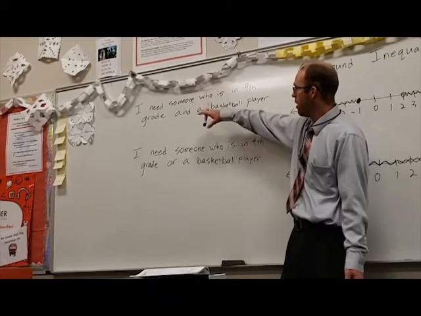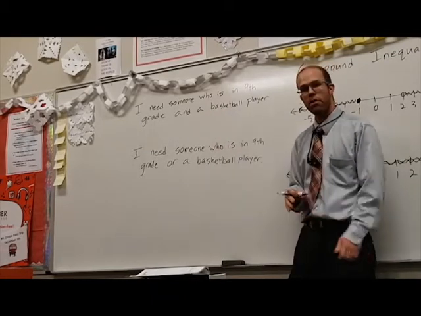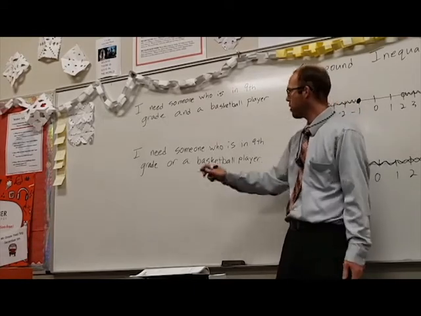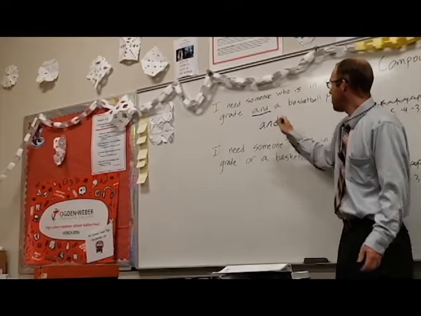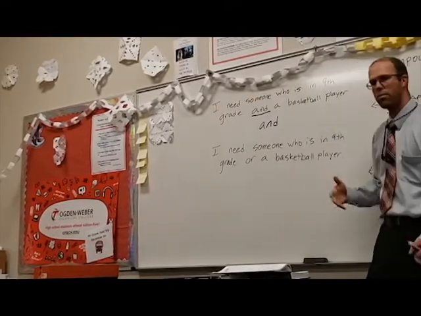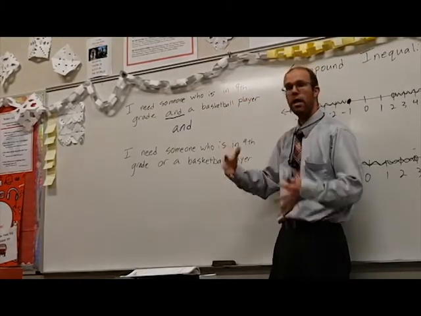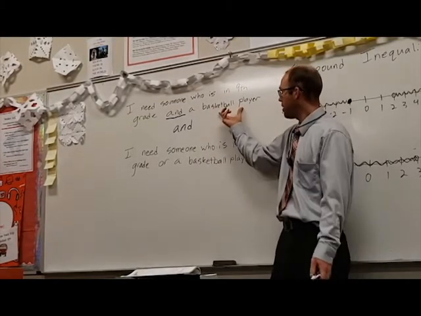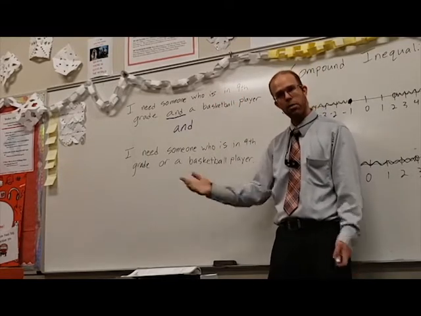our inequalities. So our first sentence, I need someone who is in 9th grade and a basketball player. The most important word in this sentence right here is and. And means that both of these requirements have to be satisfied. That person has to be in 9th grade and they have to be a basketball player. If either one of those isn't true, we can't pick that person.